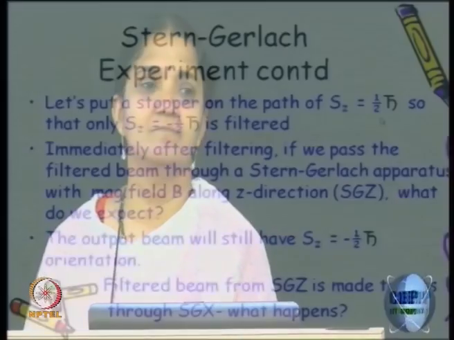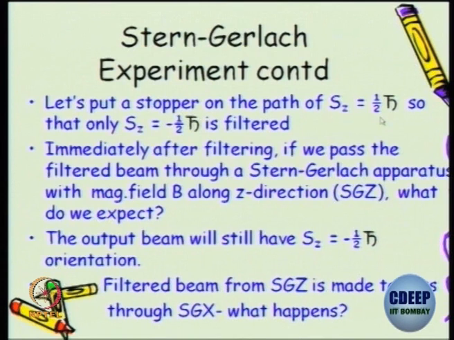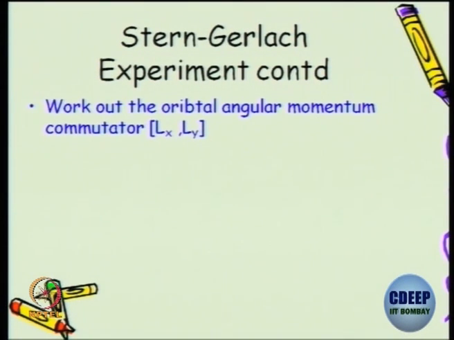Is that clear? So this is what I was saying. Just put a stopper on the path of one of the eigenvalue measurement so that it is blocked and the other eigenvalue keeps propagating, the state corresponding to the other eigenvalue. Immediately after filtering, if you again put it along SGZ, you will expect to get the same eigenvalue because it remains in the same eigenstate. Nothing happens. But if you put it along SGX, then you will start seeing linear superposition. Okay. So this is what is experimentally seen.